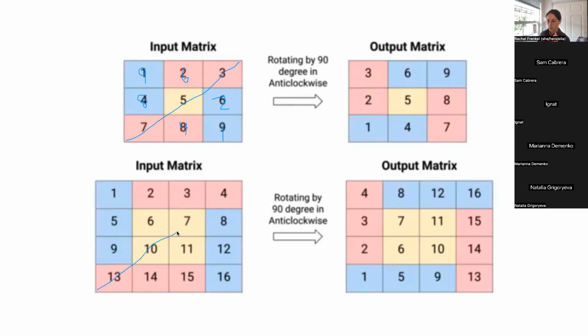Here 13, 10, 7, 4 stays the same. 3 and 8 switch. 2 and 12 switch. 6 and 11 switch. 1 and 16 switch. 5 and 15, 9 and 14. Okay, that's the transpose of a matrix.